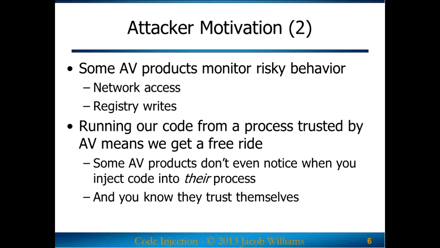So other things that we want to think about from an attacker motivation standpoint. A lot of AV products try to monitor risky behavior. They look very carefully at registry writes to persistence keys or network access. That's a very common one as well. And so when we look at the network access in particular, a lot of our antivirus products will flag anything that tries to call out to the network.